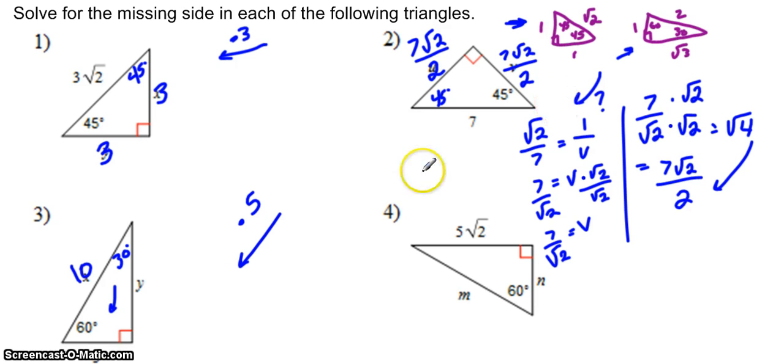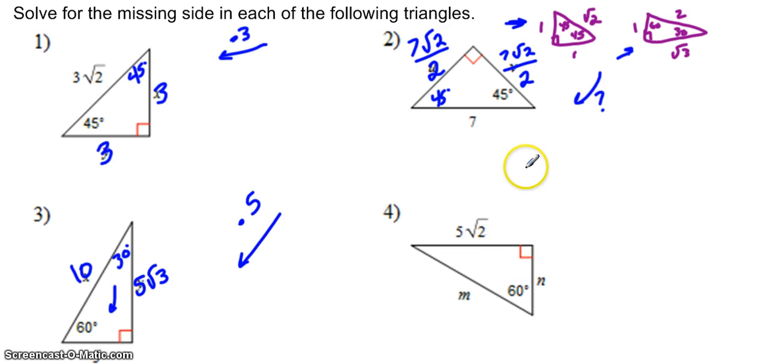And the square root of 3 goes with y. Square root of 3 times 5 is 5 square root of 3. So our sides are 5, 10, 5 square root of 3. That's that typical 30, 60, 90 pattern that we've been seeing. And we actually saw this problem on the last video too.